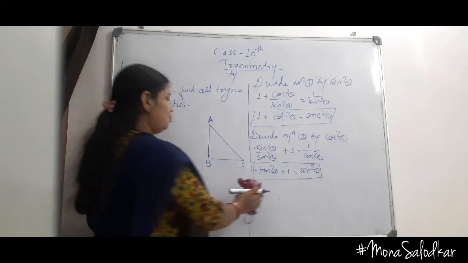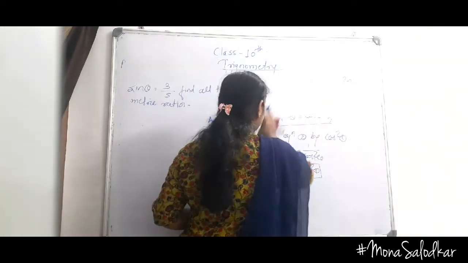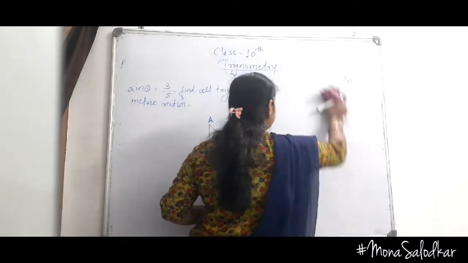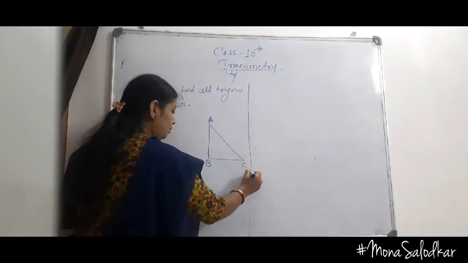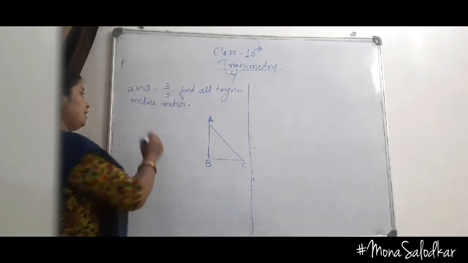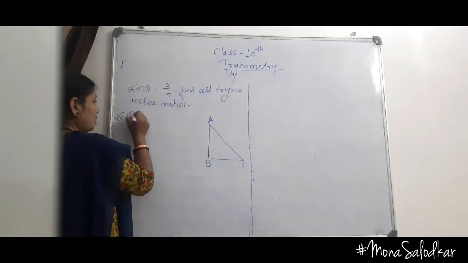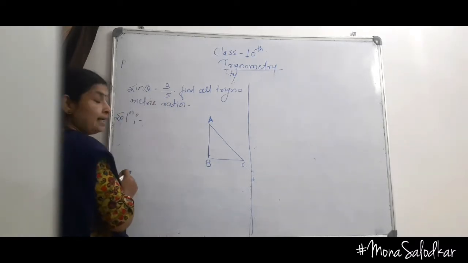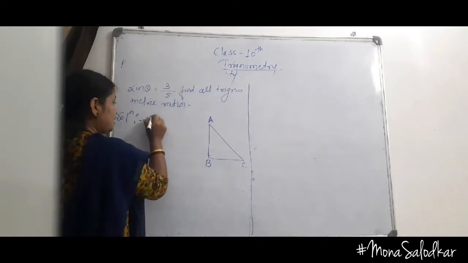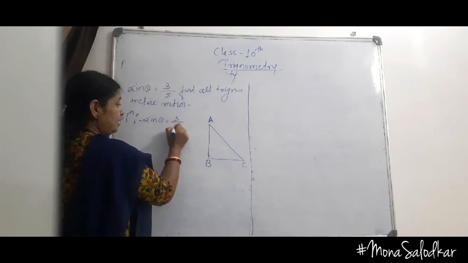There are two methods for finding trigonometric ratios. First is by using identity, and second is by using the ratio. Now let's see by using the identities. Now solution. Now what is given? Sin theta is 3 upon 5. So if sin theta is given, you can find which is the first identity you have to use.